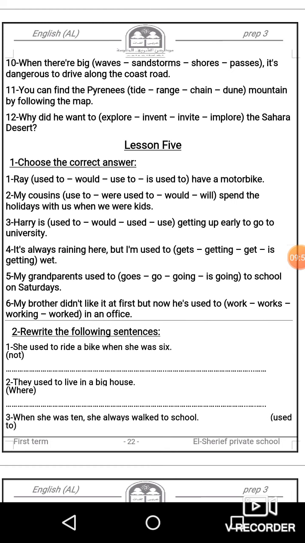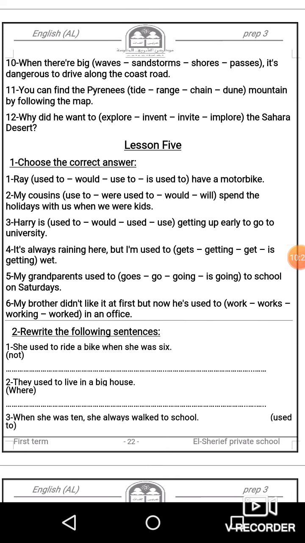Let's see number 2. Rewrite the following sentences. Number 1. She used to ride a bike when she was 6. Use not. She didn't use to ride a bike when she was 6.